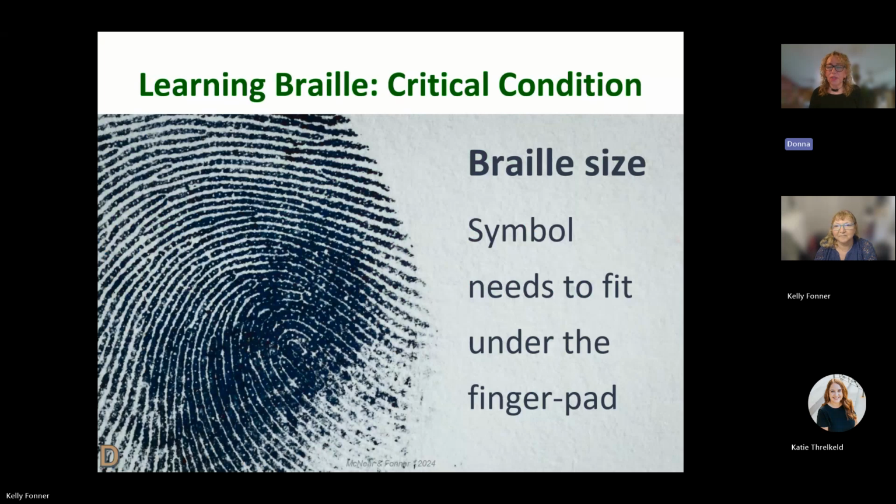Now, a little bit about touch thinking. A critical condition that I think is important for everybody to understand about learning Braille is the Braille size. A typical Braille cell, the symbol, needs to fit under the finger pad. You see a photo here of a finger pad, and the Braille cell needs to fit under that for that touch thinking connection about the Braille shape and what it looks like, so your brain can learn to think about what's under a fingertip.